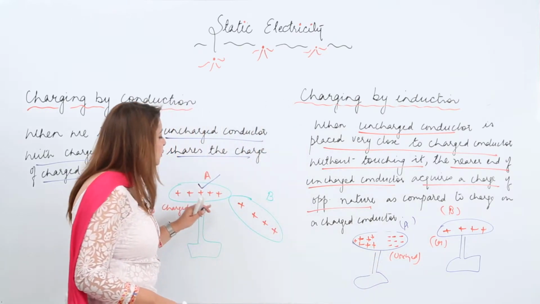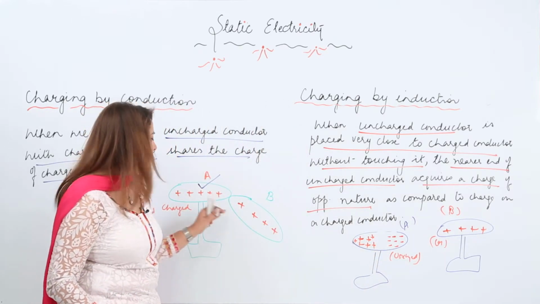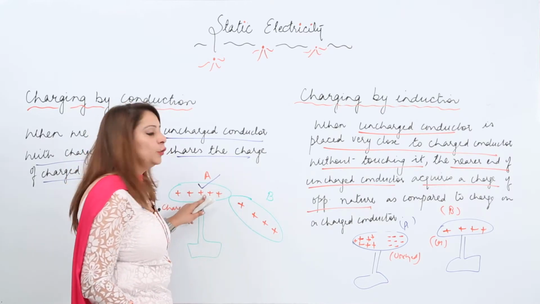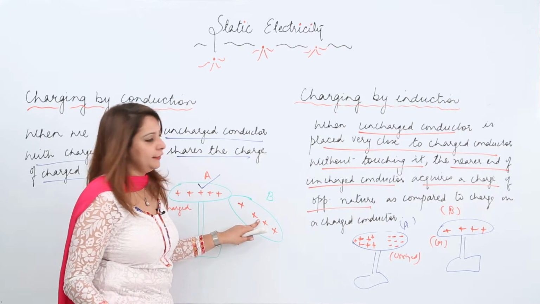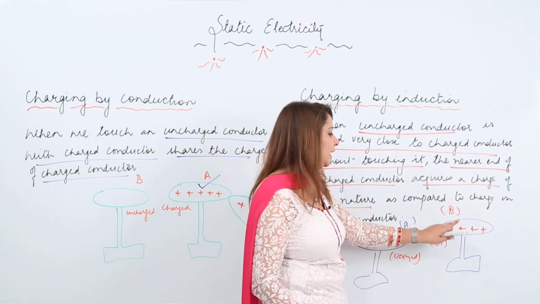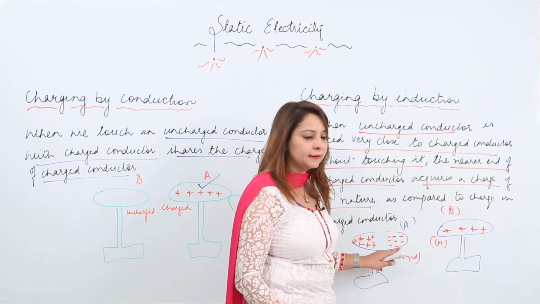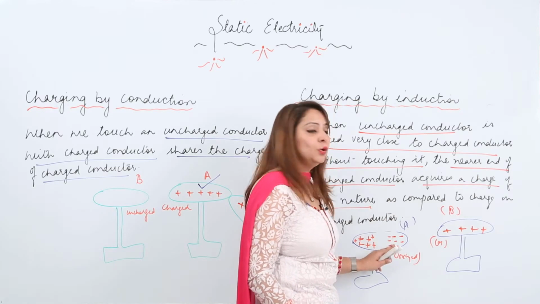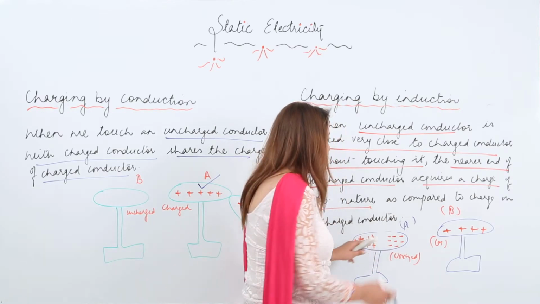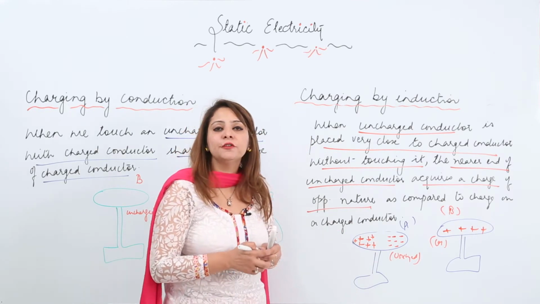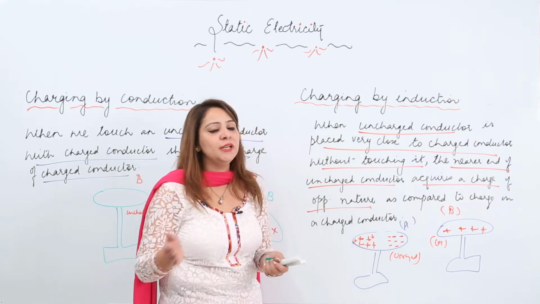In conduction, the body is going to acquire the same kind of charge. As you've seen, if it is positive, it is going to transfer a positive charge. If it would have been negative, it will acquire a negative charge. But in induction, suppose this is positive, so it will induce the opposite charge on this side, that is negative. And if it would have been negative, it would have induced a positive charge. And the opposite of it will be on the other side. So this is the difference between charging by conduction and induction.